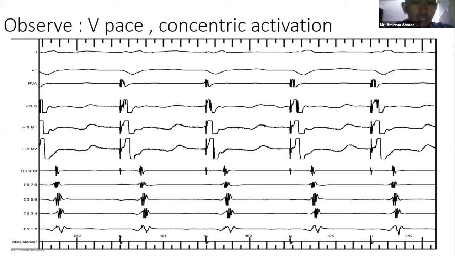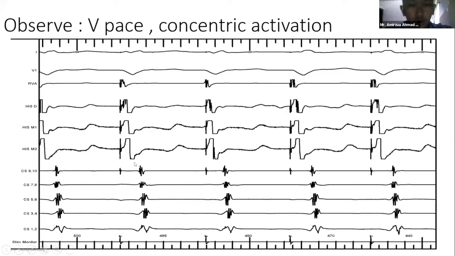Next is ventricular pacing. Before we start to induce the tachycardia, the first thing we need to do is the V-pace maneuver. Here on the ECG, we pace from the RV. When we pace from the RV, we need to capture the RV.